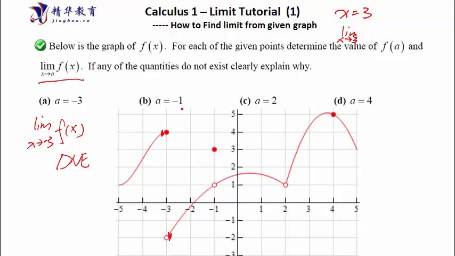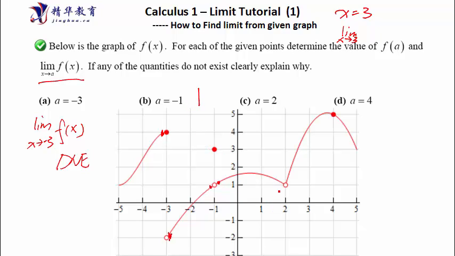How about this one? When x approaches -1, we approach either here or here. These two points are very, very close to -1, but not equal to -1. What's the y value of this? It's 1, right? It's very, very close to 1, but that's fine. We just say this is going to be 1, because from both the left-hand side and the right-hand side it approaches 1. So this limit is equal to 1.